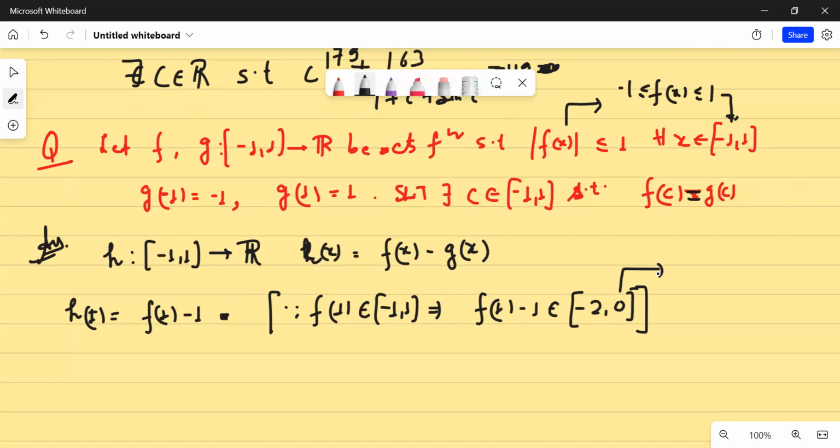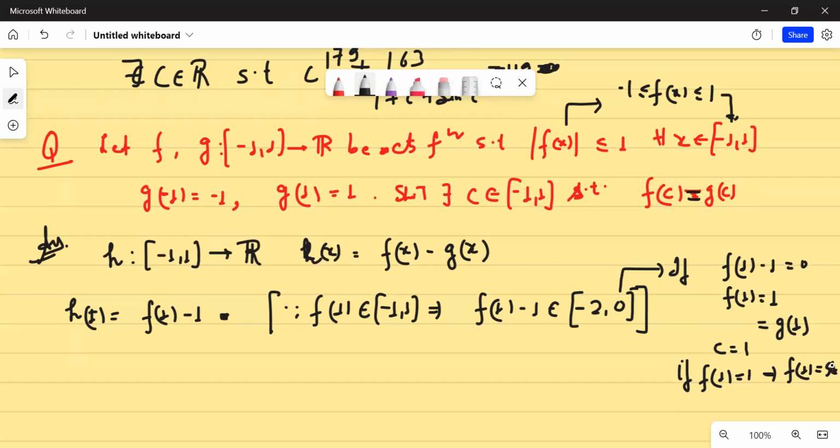Now again the same question. If f of 1 minus 1 is equal to 0, there is nothing to prove, because then f of 1 would be equal to 1. And this is what we wanted to prove, because f of 1 is equal to 1 means f of 1 would be equal to g of 1. So here c would be equal to 1. So if f of 1 is equal to 1, there is nothing to prove, because then f of 1 would obviously be equal to g of 1, because 1 is equal to g of 1.